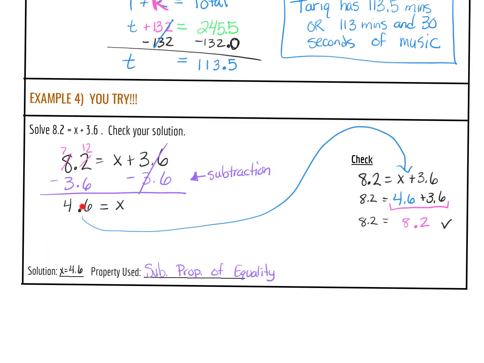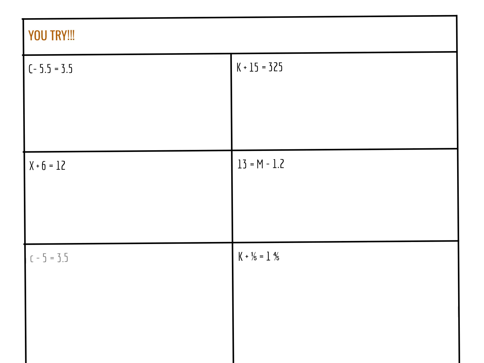All right, so you should have gotten x equals 4 and 6/10. When you substituted it in, you should have gotten that the check is 8.2. So that means that your solution is 4.6. And the property that was used right here, you subtracted on both sides of the equation. Okay, I'm going to have you do all of these. These are all you tries. So make sure that you're using the property of equality when solving.